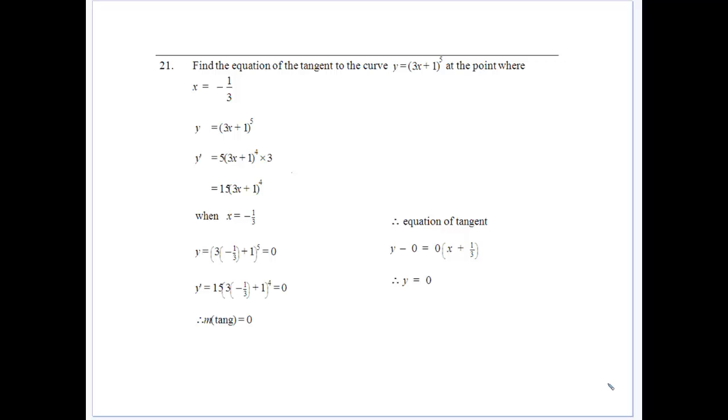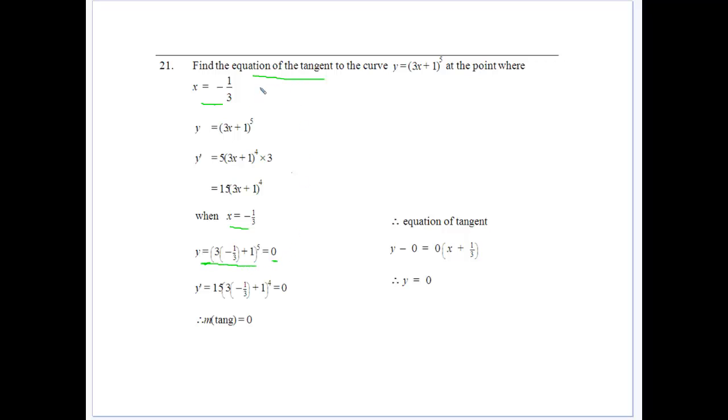Now we have some problems with the chain rule that involve tangents and normals again. So remember, we find the equation of the tangent. The tangent's a straight line, and we need our gradient of our straight line and a point. So we've got our value of x here, which is minus 1/3. Substitute it in there, and we get 0 for the function.